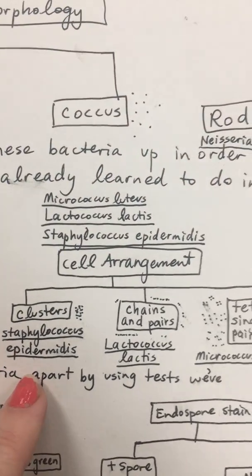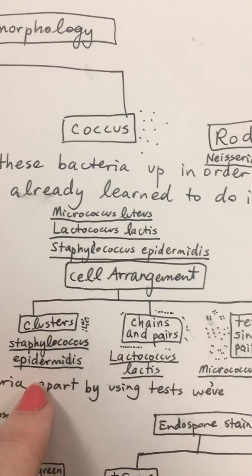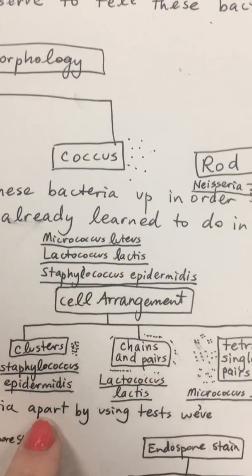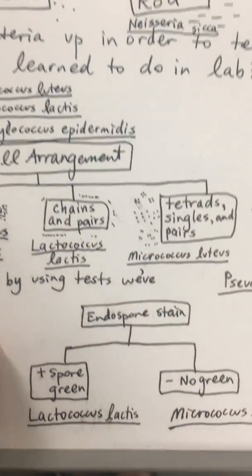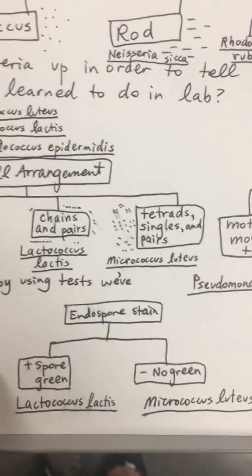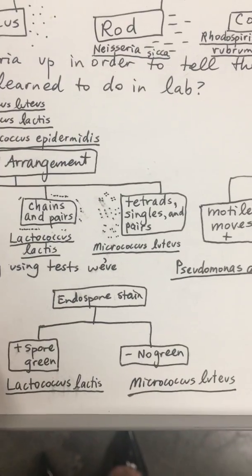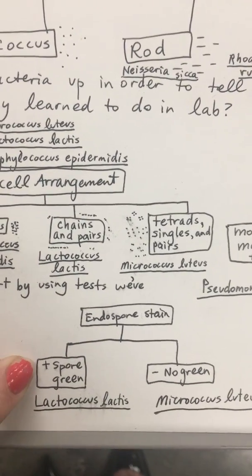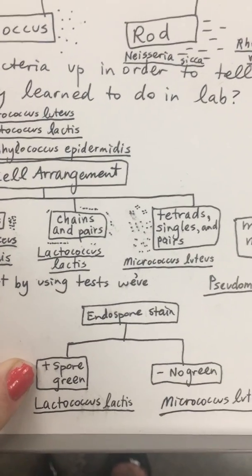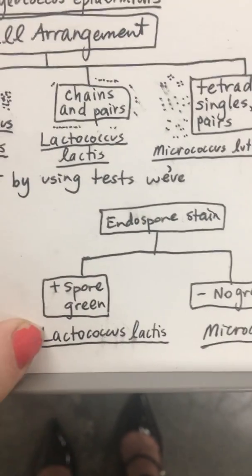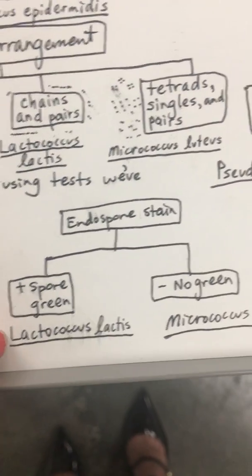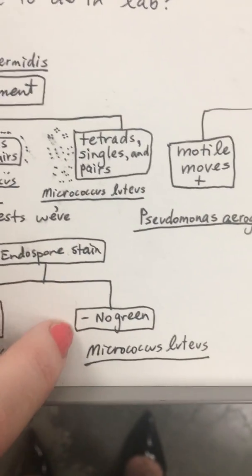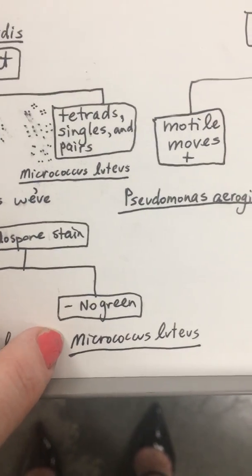If you still can't tell apart your gram-positive purple coccus shaped bacteria, even after looking at their cell arrangement, you can do another test, like the endospore stain, to tell apart your Lactococcus lactis and your Micrococcus luteus. For you see, if you have an endospore positive malachite green spore shown on your slide, it's probably going to be Lactococcus lactis. But if you have no malachite green endospores on your slide, it's probably going to be Micrococcus luteus.